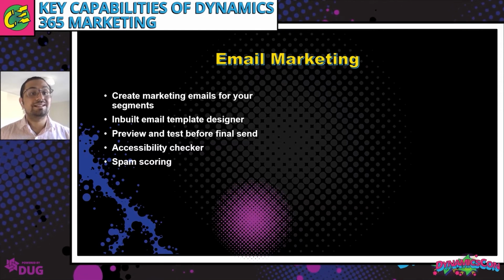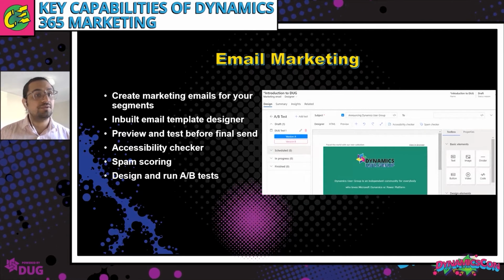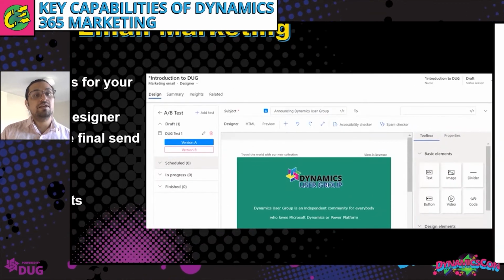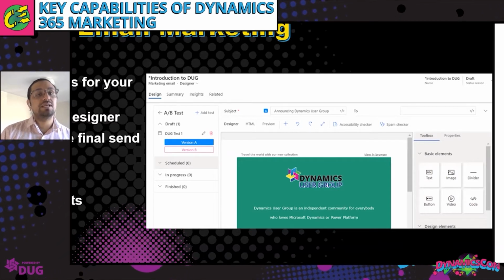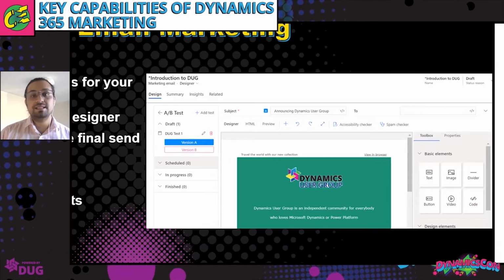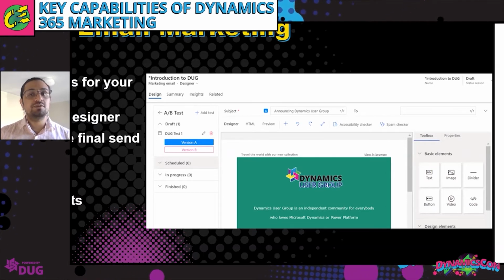And also you can design and run A/B tests. That's one of the powerful options, as you can see on the screenshot. You can run version 1 or version 2, and by testing both, you can see which version looks best, and you can do the final send to the customer based on the testing.